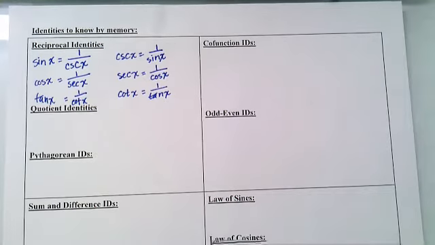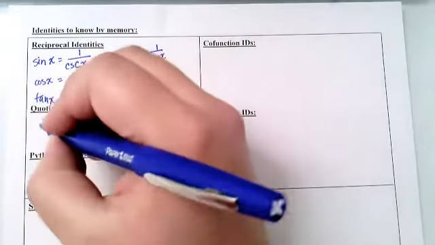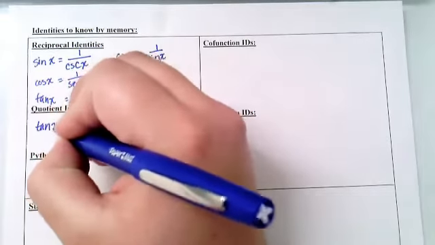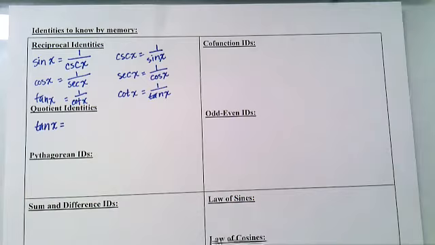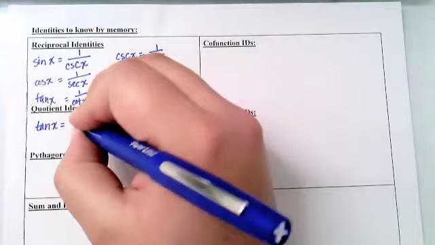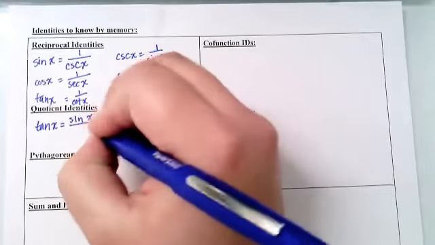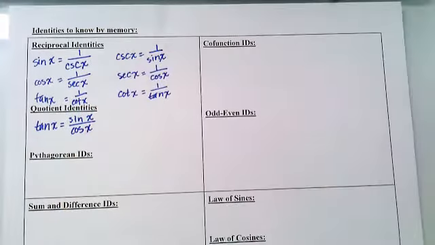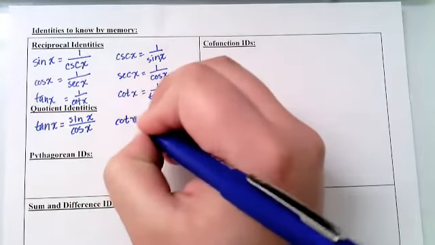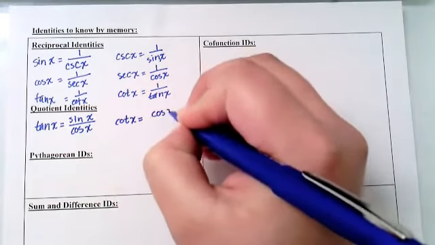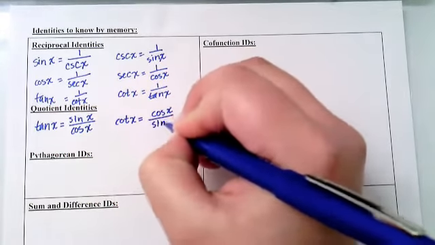We've seen these, we've been using these. Our other identities that we've already been using are the quotient identities. So that's that tangent of x is going to be sine over cosine, which we saw as y over x, and then we extrapolated that in the last chapter to mean that it could be sine over cosine. And then by the same idea, cotangent can be written as cosine over sine.